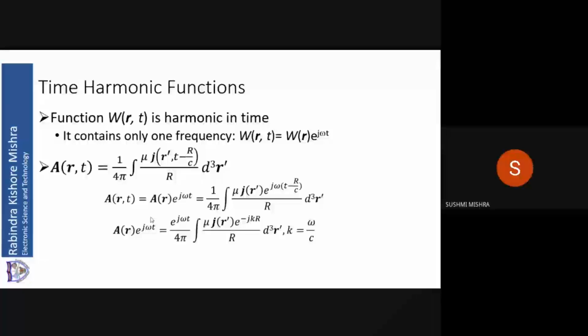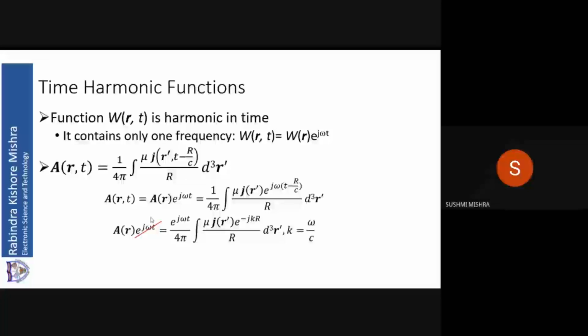So now we have got A(r) e to the power j omega t is equal to e to the power j omega t upon 4 pi integration of mu J(r') e to the power minus j k r upon r d³r'. I hope you have understood up to this.